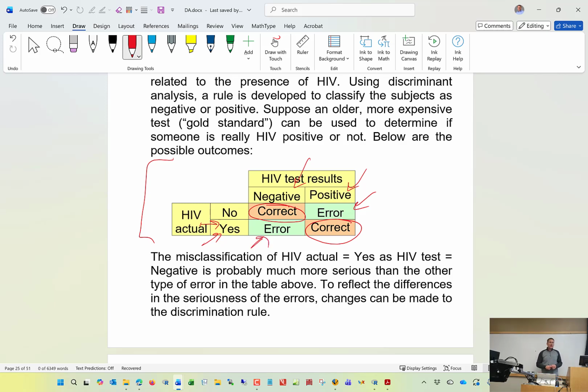Now, for HIV testing and for many infectious diseases, one of these types of errors is more important than the other. The error that's more important to avoid is the one where somebody has HIV, but the test comes back negative. The reason why that's so important is because if a person thinks that they don't have HIV, they unfortunately could spread it to others. We want to avoid that. And so because of that, we might want to take that into account in our analysis.